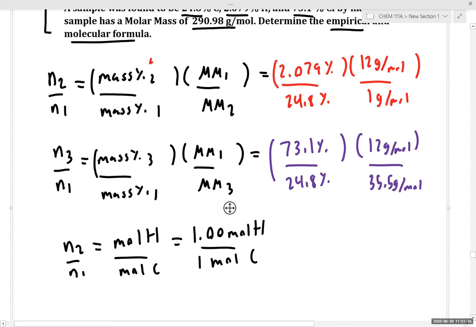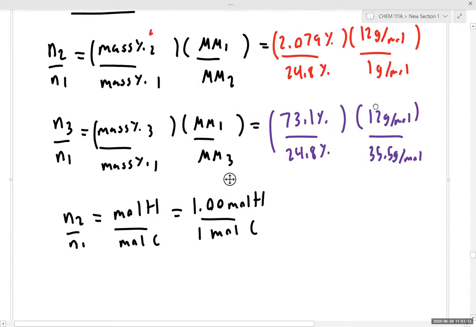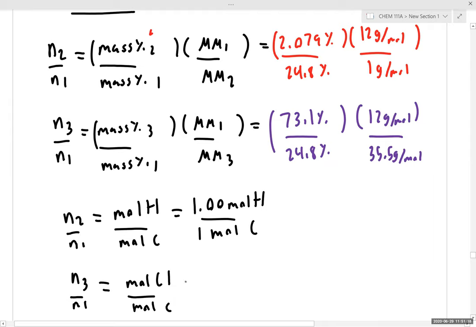Now let's look at N3 over N1, which is the moles of chlorine per mole of carbon. So for 73.1 over 24.8 times 12, over 35.5, that gives us 1.00 moles of chlorine per mole of carbon.